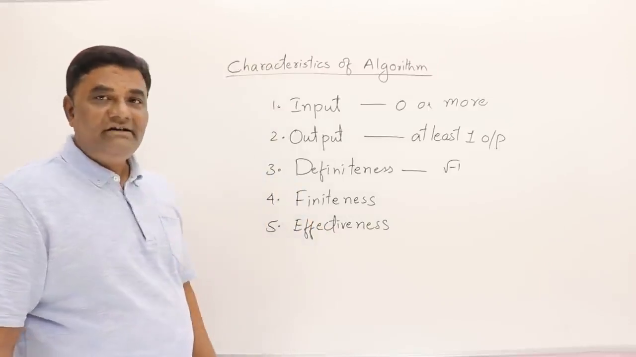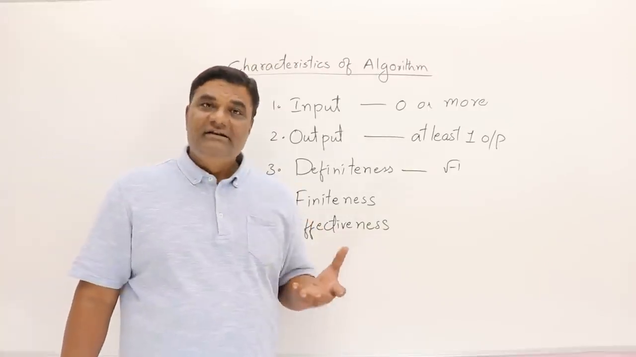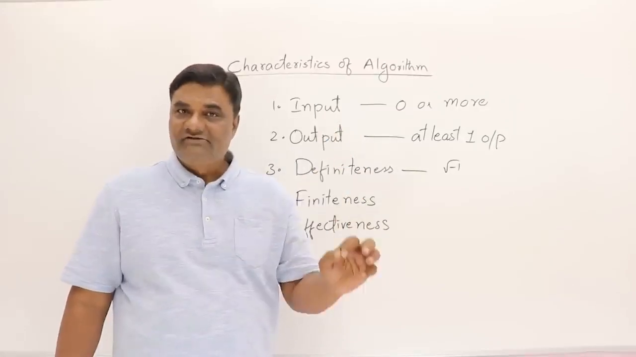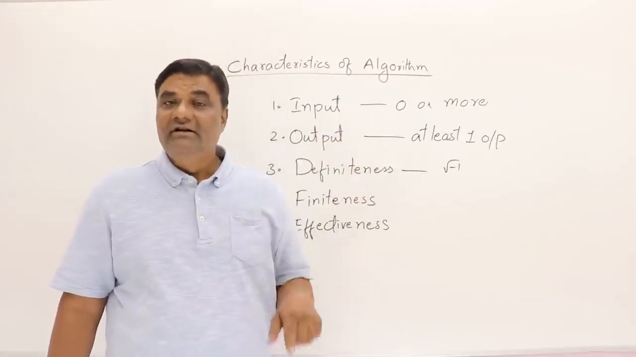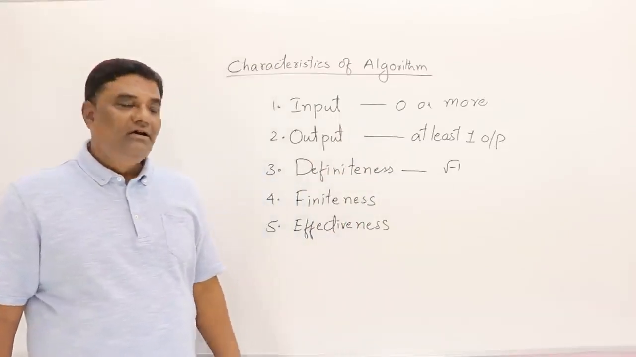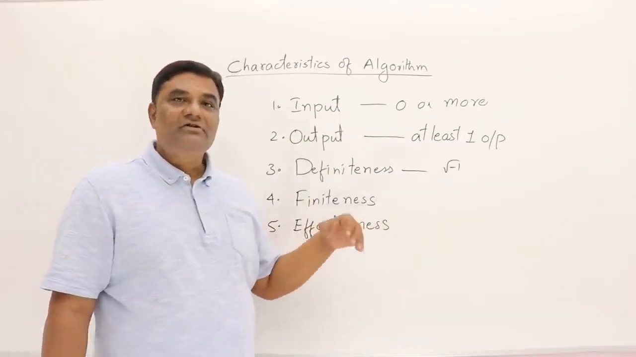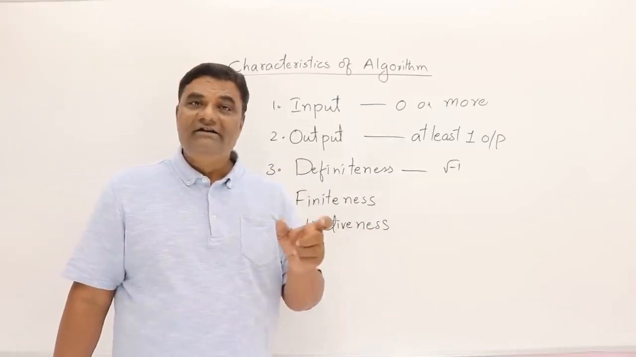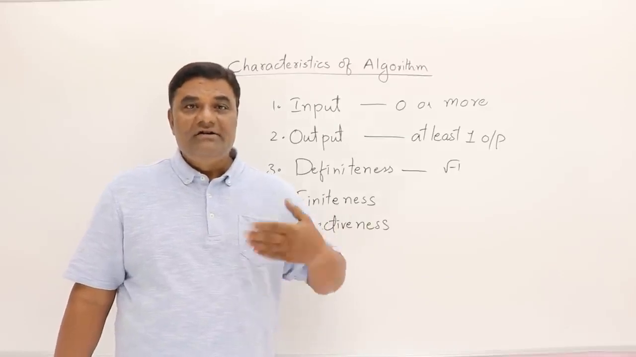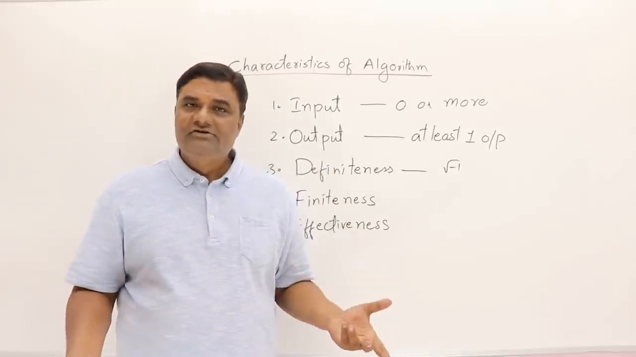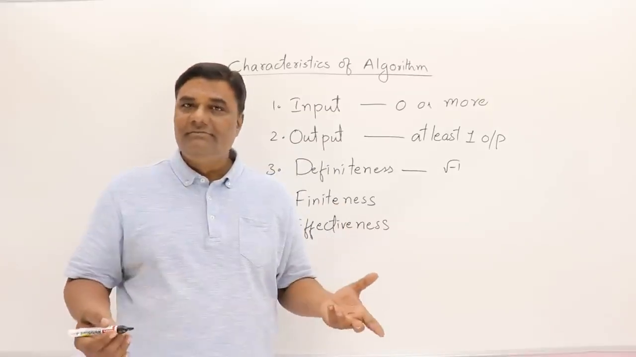Then next is finiteness. Algorithm is just like a function, as I said. A function will have some limited set of steps and it will stop and returns the result. So same way, algorithm must terminate at some point. Whether it may be having 10 statements or maybe having 10,000 statements, but it must have finite set of statements. The duration of algorithm must be finite. Definitely we will stop writing after some statements.